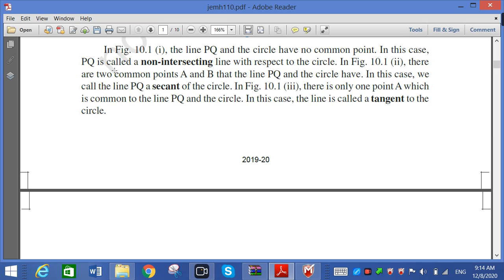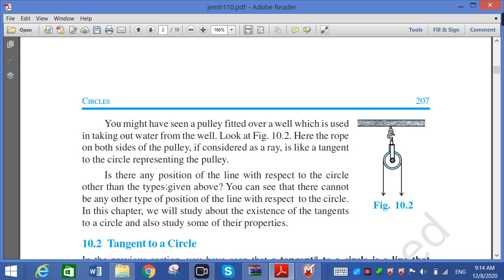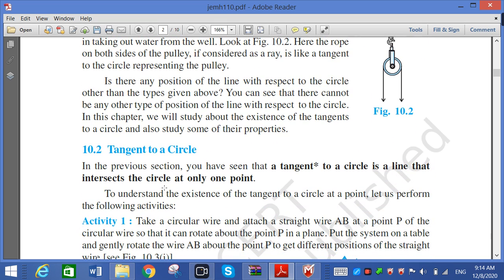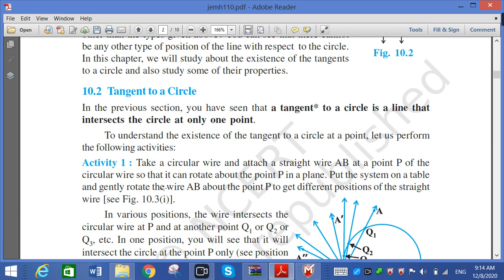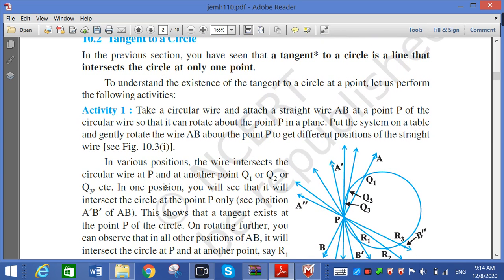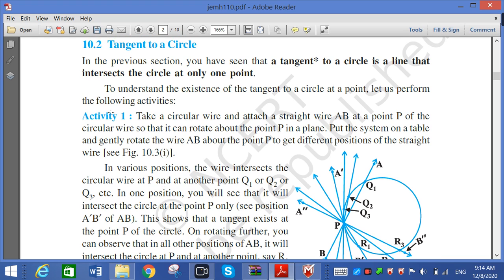I think this is important, so you have to write it as an important point. Now, tangent to a circle, that is the second topic. How a tangent is made, that we want to see. In the previous section you have seen that a tangent to a circle is a line that intersects the circle at only one point. That is the definition of tangent.